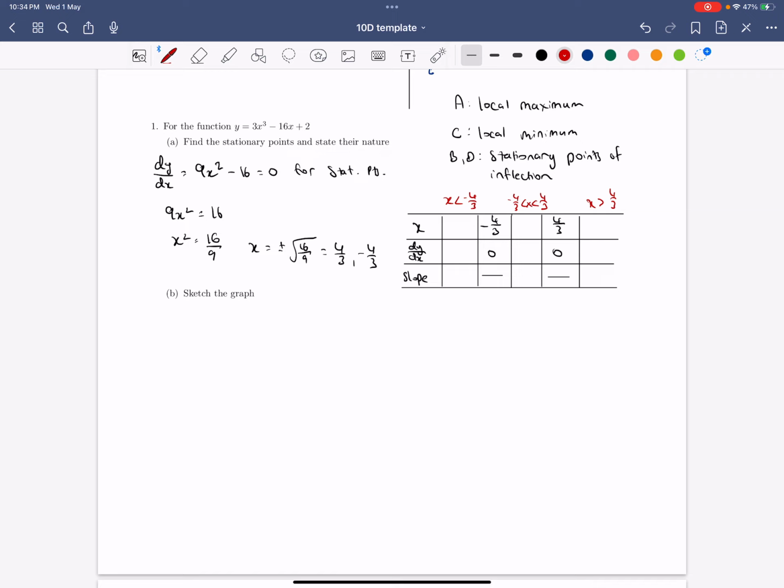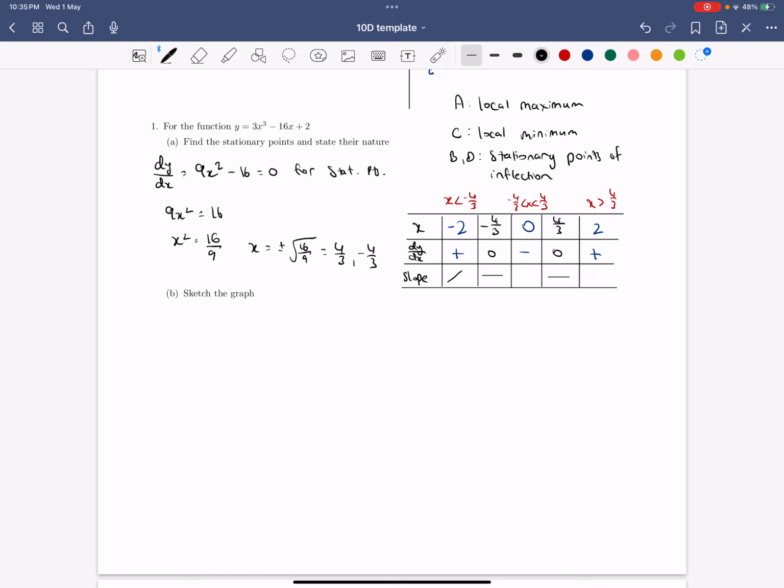So just for argument's sake, I'm going to choose -2, 0, and 2. I'm just looking for simple values to plug into dy dx. So we know that dy dx is 9x squared minus 16. If you sub in -2, you get 9 times 4 minus 16, which is greater than 0. So I'm just going to put a positive in there. Now, if you put in 0, you get 9 times 0 minus 16, which is less than 0. So you put a negative in there. And for positive 2, 9 times 4 minus 16, which is greater than 0. So you're going to put a positive in there.